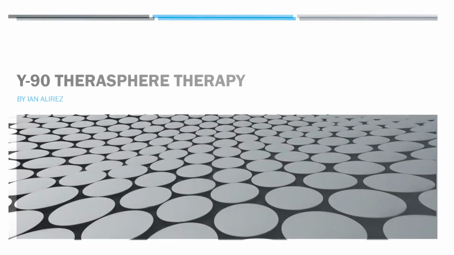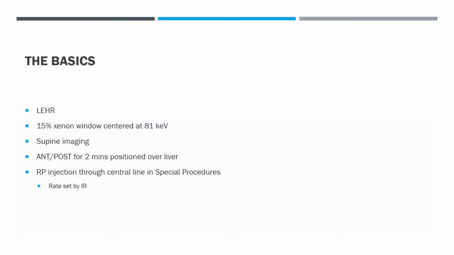Now, just a couple basic things to go over. So for the stuff that we're used to, right? Like the collimators, the windows, the imaging and whatnot, I set that here. We'll be using the low energy, high resolution collimators with a 15% xenon window centered at 81 KeV, and then we have supine imaging, and the images will be taken anterior, posterior for 2 minutes, positioned over the liver, because that's what the Theraspheres are focusing on.